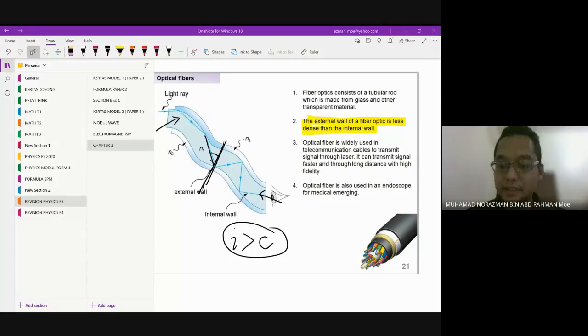So link attendance in chat box. So today recap kita buat light. Okay, so all concept covered in light. Then kita discuss exercise. Kalau ada question boleh PM cikgu or ask in group.